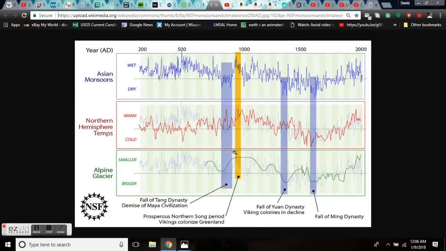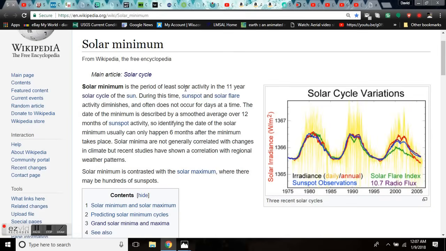I'll leave you links to this graph, the fall of the Tang Dynasty, the Maya civilization. This is the northern warming. You could see the grand solar minimums taking out dynasties. You could see how the northern hemisphere is affected. Here is the Dalton minimum down spike. This spike right here. Boom, boom, boom. Here's the mini ice age. Here, here, and here. Here are the other grand minimums. And you can see the alpine glaciers waxing and waning. You can see how much glacial growth there was here in 1300.